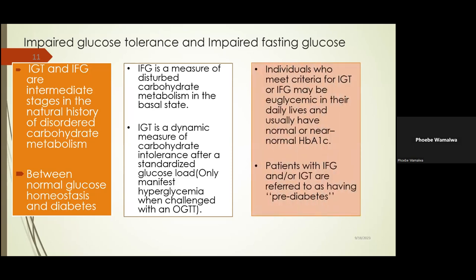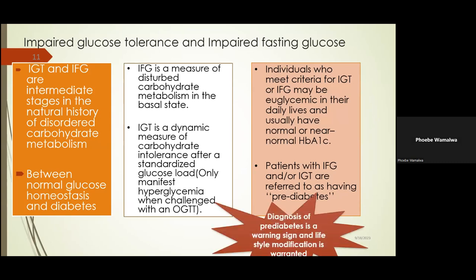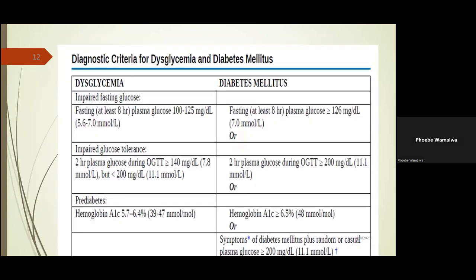So individuals who meet the criteria of impaired glucose tolerance or impaired fasting glucose may be euglycemic in their daily lives and may have normal or near normal HbA1c. And so these two entities are referred to as prediabetes. And whenever you make a diagnosis of prediabetes, then it is a warning sign and lifestyle modification is warranted.